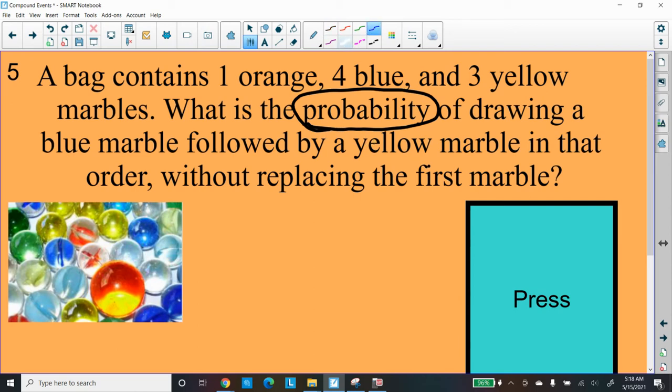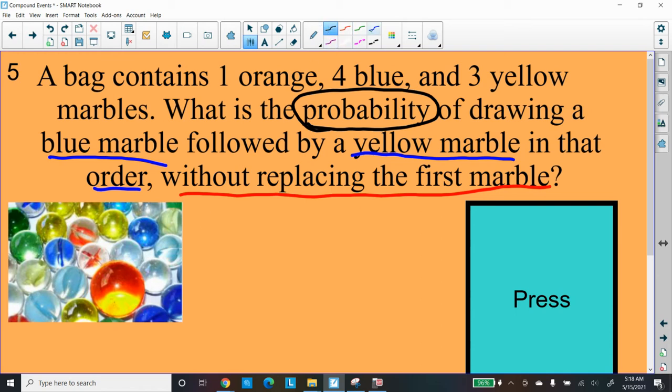So what's the probability of drawing a blue marble? So they want a blue marble, followed by a yellow marble in that order. Now they're talking about an order. Without replacing the first marble. So they don't want to replace the first marble? All right, let's take a look at that.